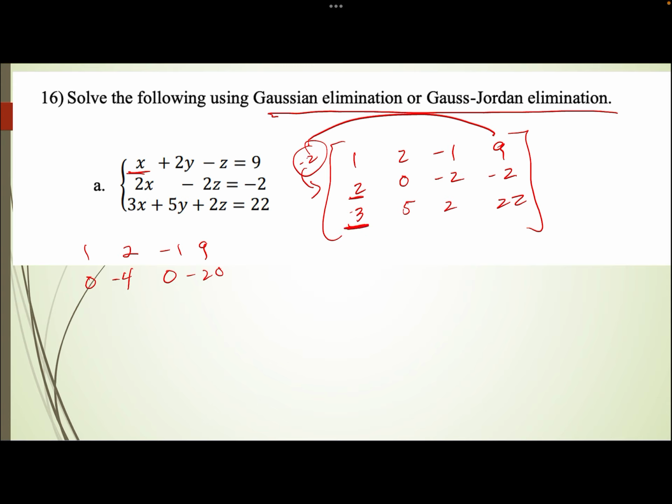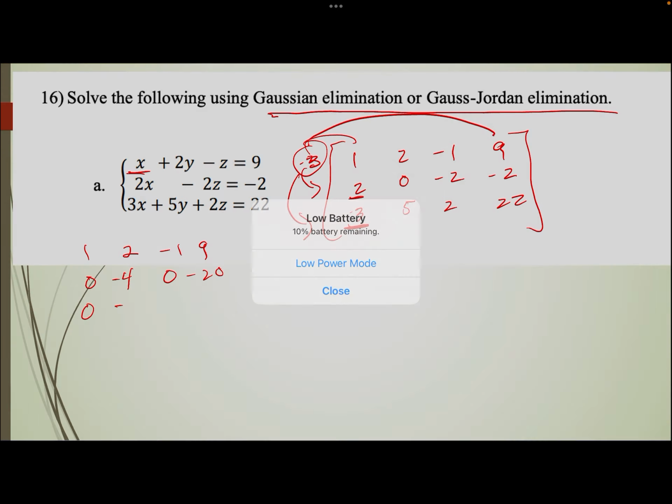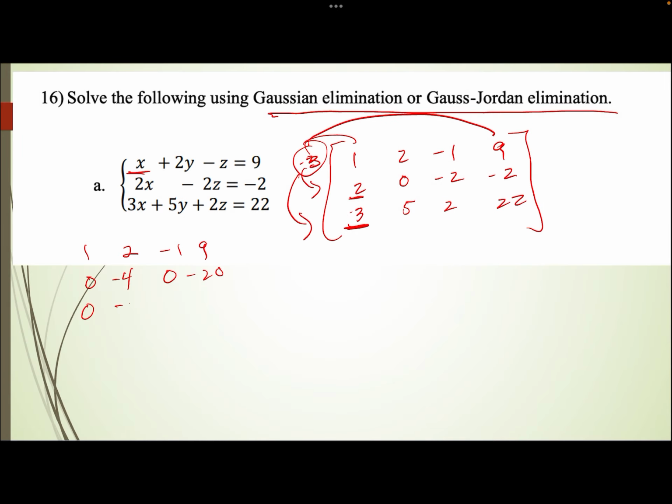So now we're going to times it by -3 and add it here. -3 times 1 plus 3 is 0. -3 times 2 is -6, plus 5 is 1. And then -3 times -3 plus 2 is 5. And then -3 times 9 is -27 plus 22 is -5.